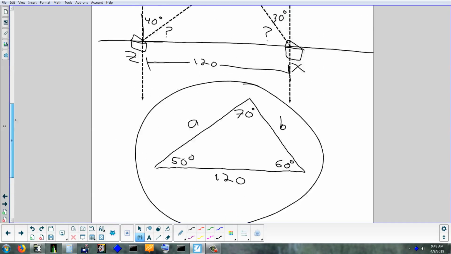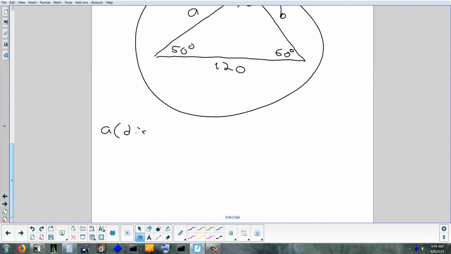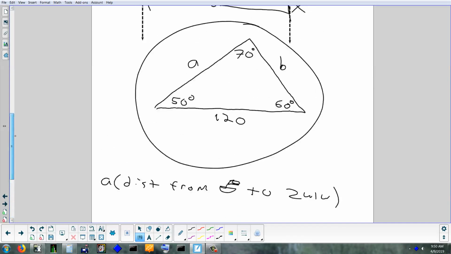So A, I forget which Coast Guard station was in the lower left, Zulu. So distance from boat to my boat, Zulu. And then we'll find B, which is distance from boat to X-ray. Okay, so let's start with A.